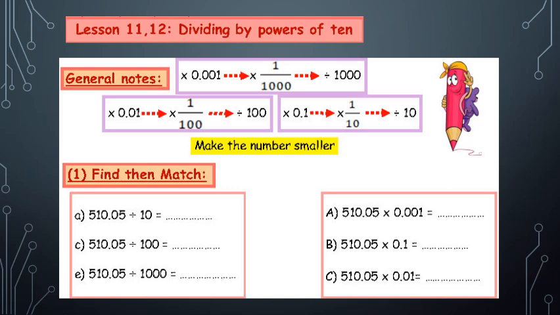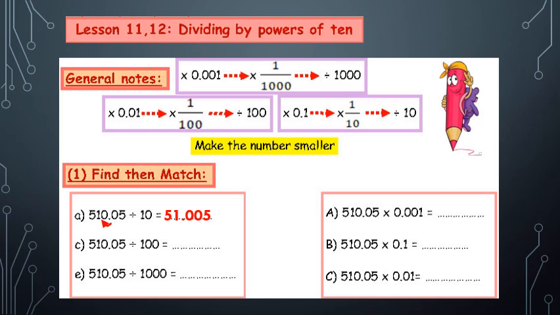510 and 5 hundredths, dividing by 10. That means if we divide by 10, or divide by 100, or divide by 1000, the point will jump to the left according to the number of zeros in our tens. So A, dividing by 10 has one 0, so the point will jump one step to the left. So the answer will be 51 and 5 thousandths.